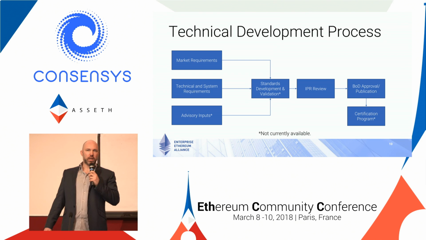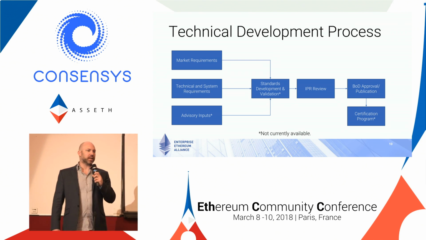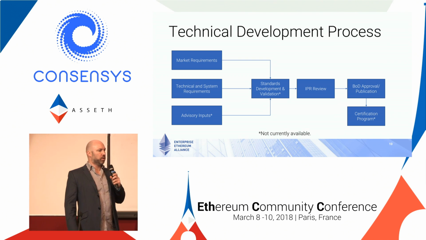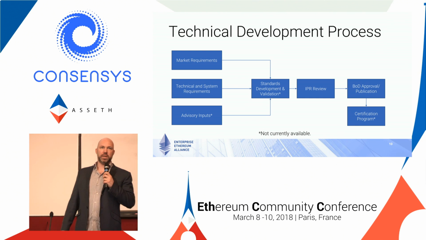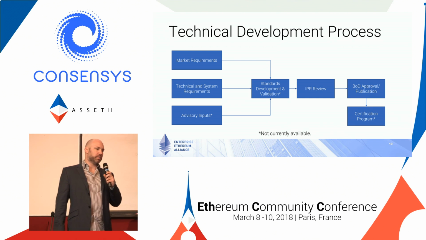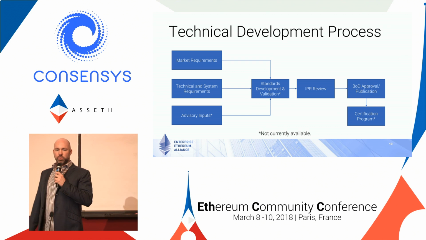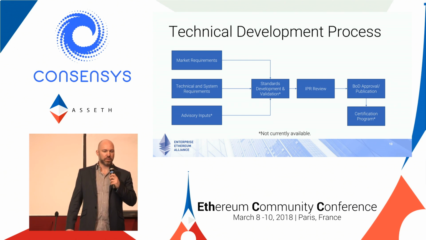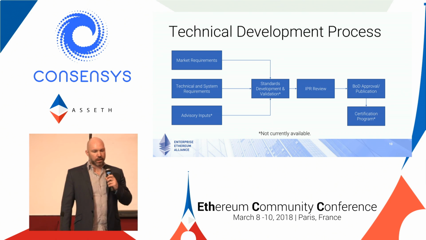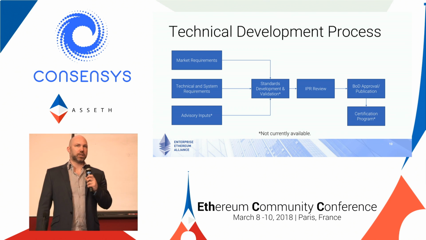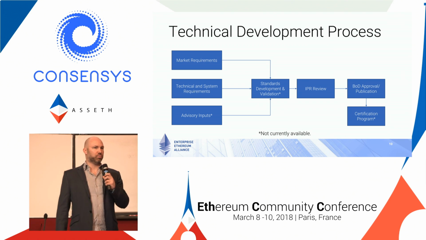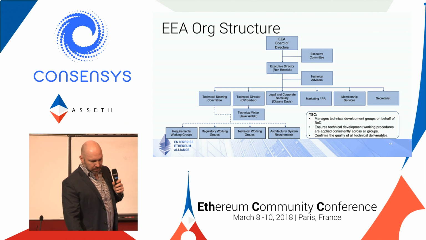So the EEA has put together a very clear technical development process, which is based around market requirements, like what people need at a user level, technical requirements, how do you build the system, gathering a group of advisors to advise on that, and then developing the standards and pushing it out. And so this is pretty normal, actually, for how industry consortiums write standards and specifications.